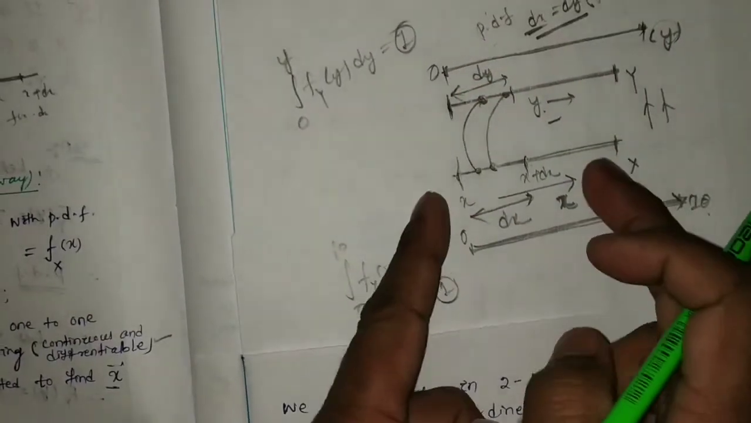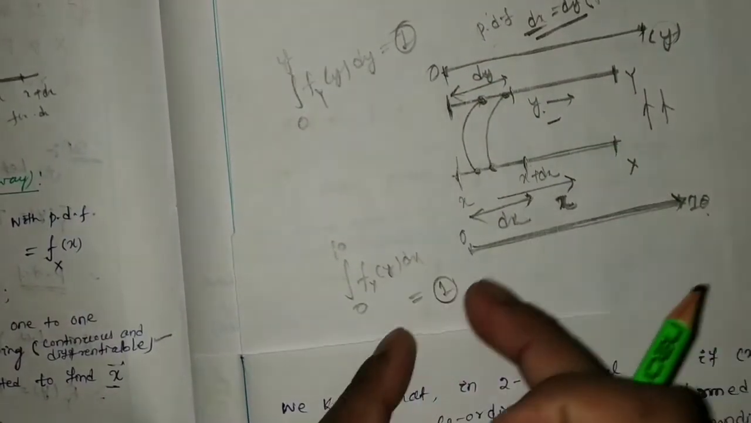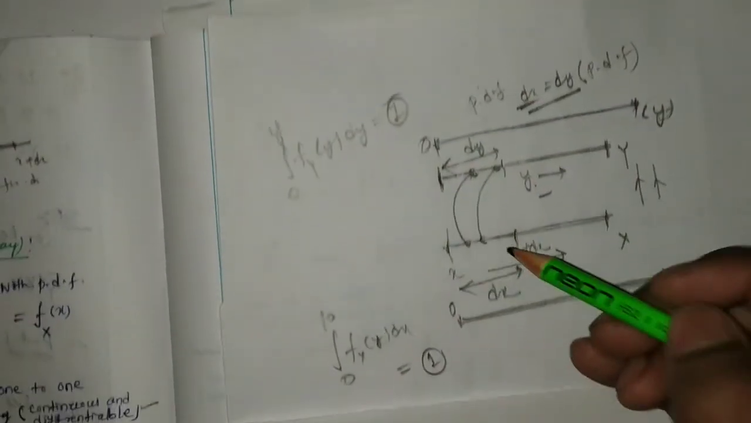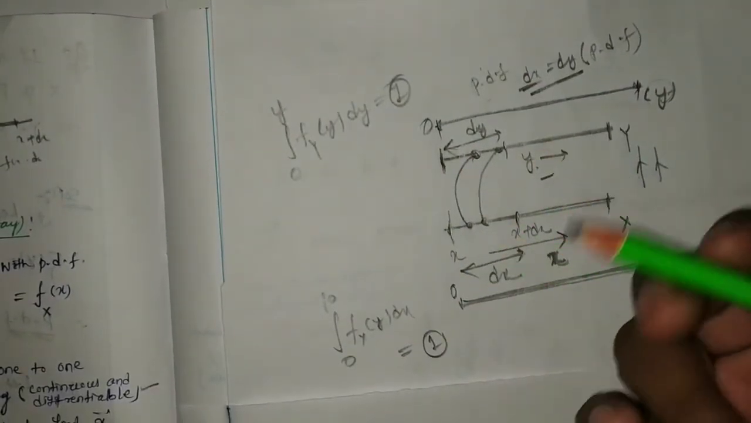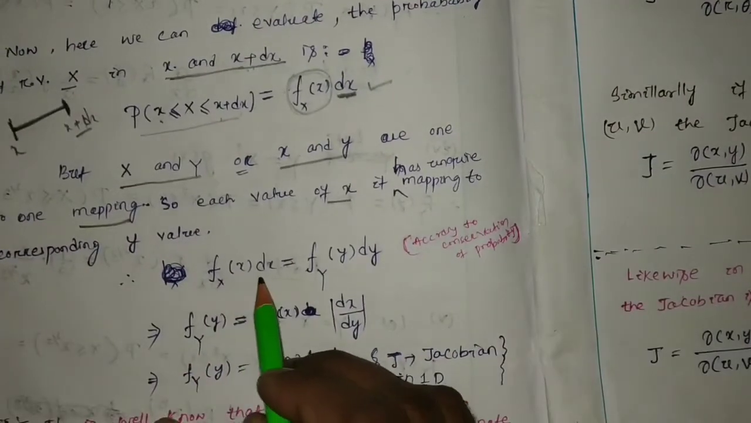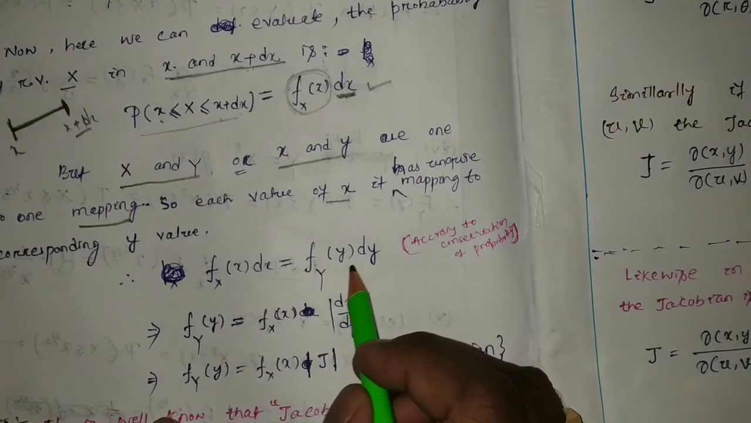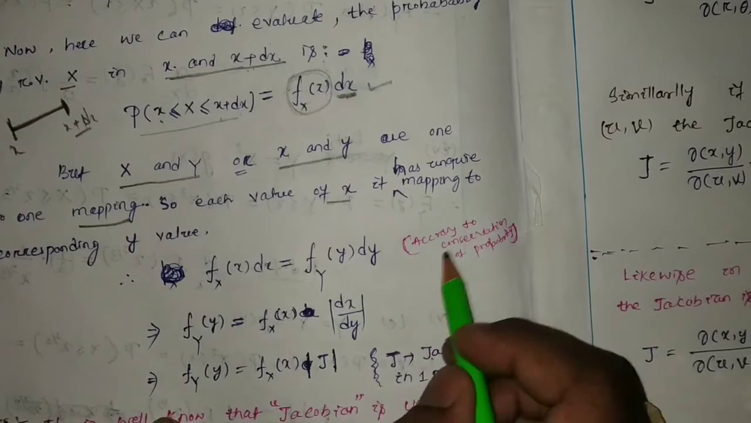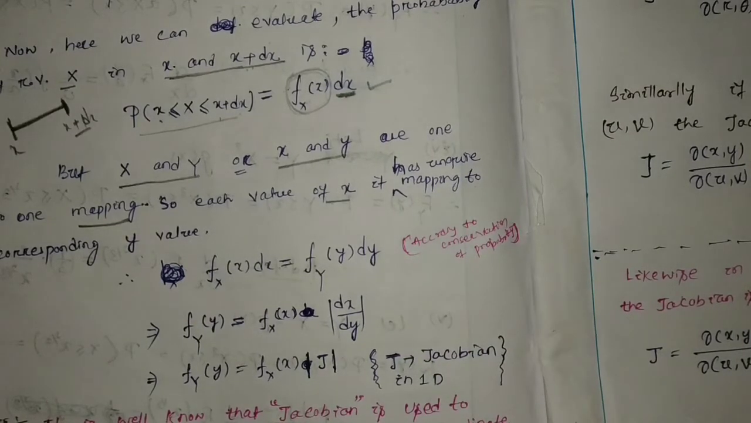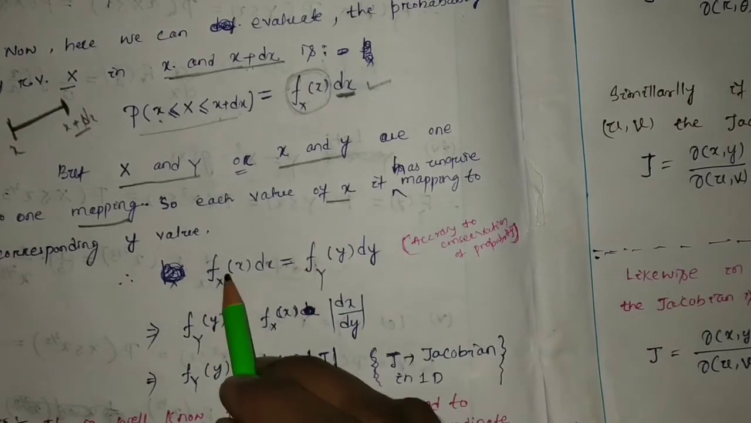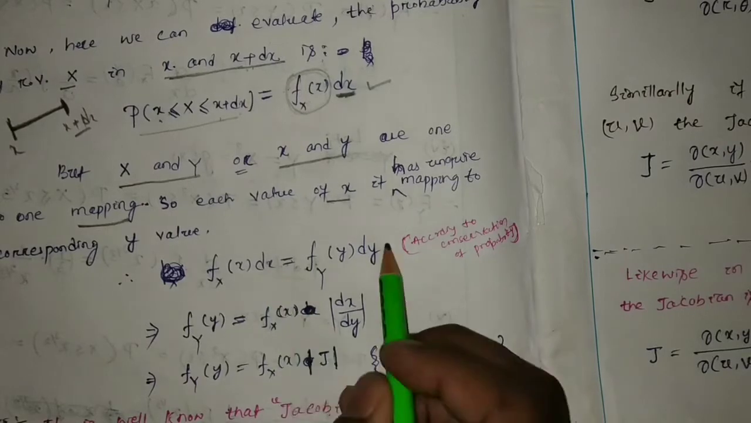So the total probability in the whole range of x will give you 1, and the total probability in y will also give you 1. So as x and y are one-to-one mapping, the probability in the range dx has to be equal to the probability in the range dy, according to the so-called conservation of probability. So that implies the PDF of y will be f of x into dx by dy.